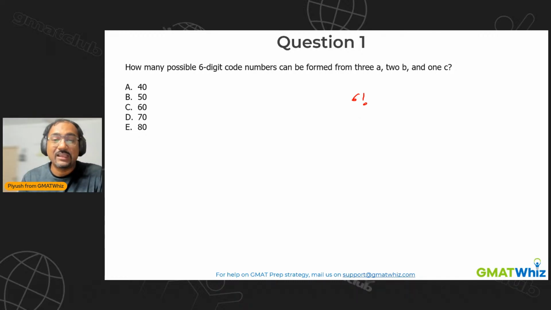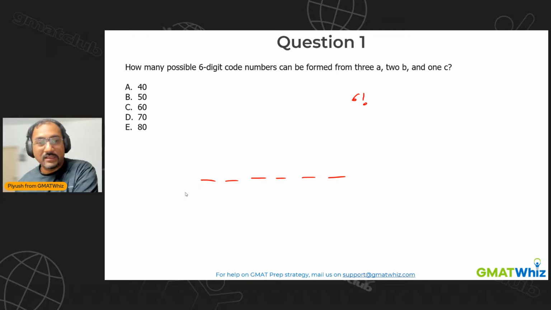ways. Now that is something we teach at GMAT Wiz. It's called the filling spaces method. Basically, for the first place I have six options. I can pick any of the three A's, any of the two B's, and one C overall.